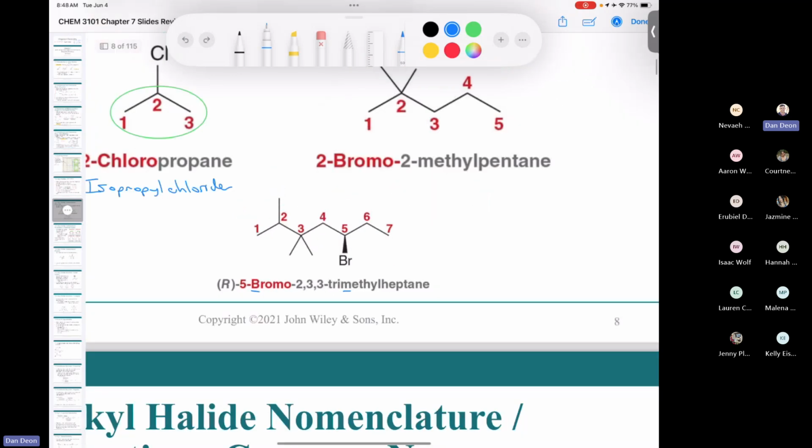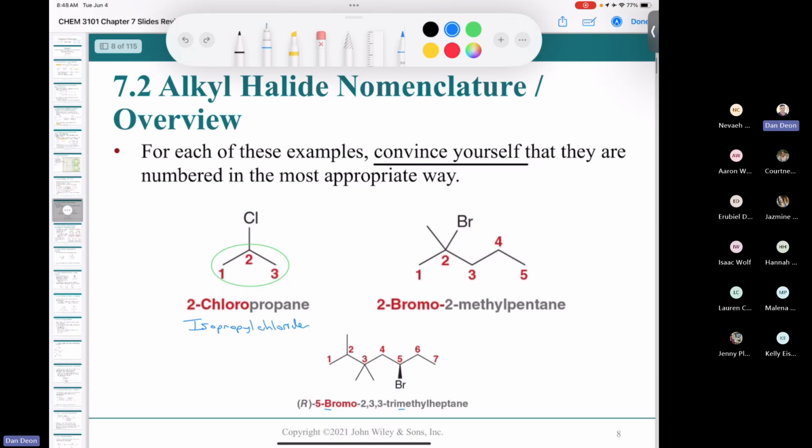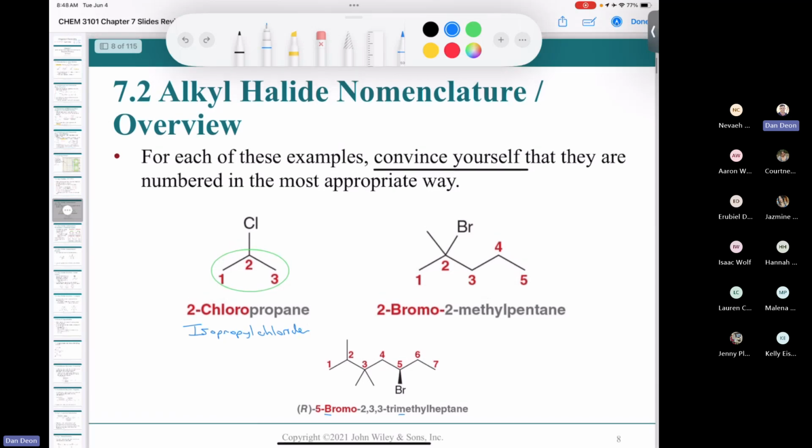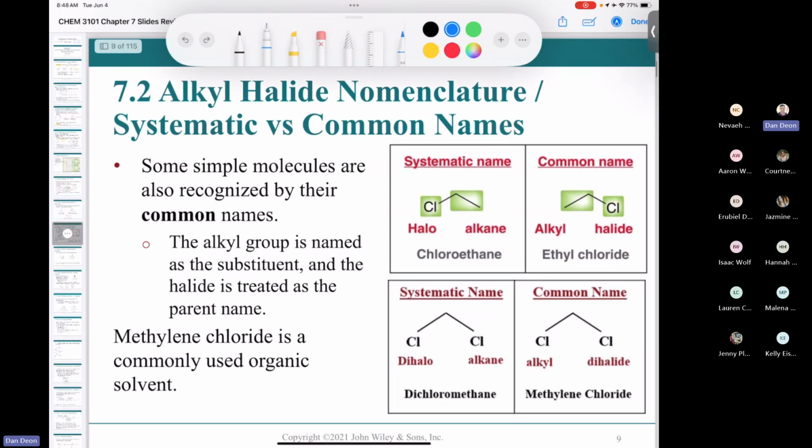So there we go. That's a little bit on alkyl halide nomenclature, and I think we convinced ourselves on the numbering of these. But like I told you, you can also use common names for alkyl halides. They are perfectly acceptable by IUPAC. So when we say systematic and common, they're both accepted by IUPAC. There's nothing wrong with either of them.